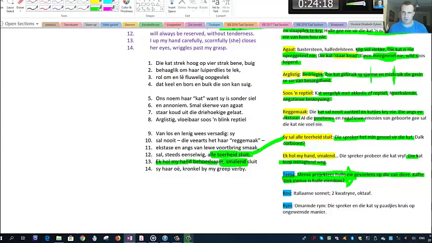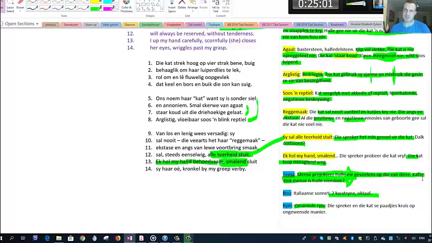Okay, so we have the Italian sonnet here. Twee kwatryne in octave, this is the 4-4 and the 8 to finish off with. Then there's omarmde rhyme. Like here, and there, that's omarmde rhyme. Okay. Die spreker en die kat se paadjies kruis op 'n ongewenste manier. So that's just a note, maybe they ask something about the meaning of the rhyme scheme, which I doubt they will, but I just said the narrator and the cat's paths cross in an unwanted manner.